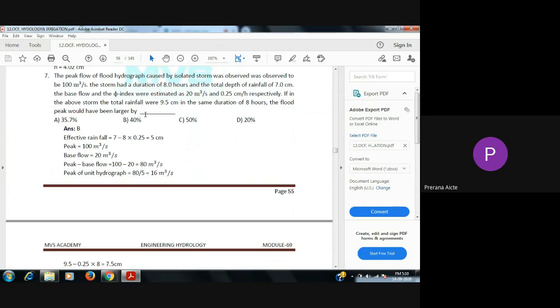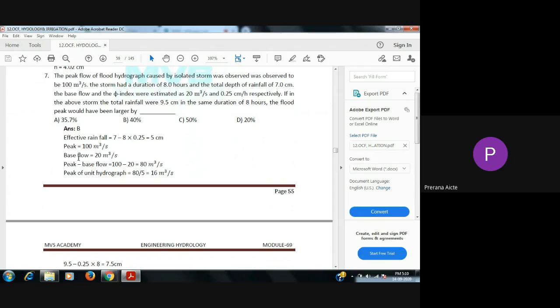So this is a very, very typical problem. It is an easy problem, but this set of questions is only asked in GATE. See, first of all, step by step we see the effective rainfall. What is effective rainfall actually? Total rainfall minus losses. So the total depth is 7 centimeter. 0.25 centimeter per hour is the average loss per hour. This 0.25 centimeter per hour into 8 hours gives 2 centimeter, so the effective rainfall is 5 centimeter.